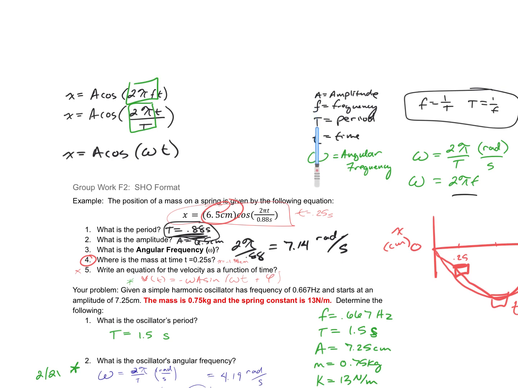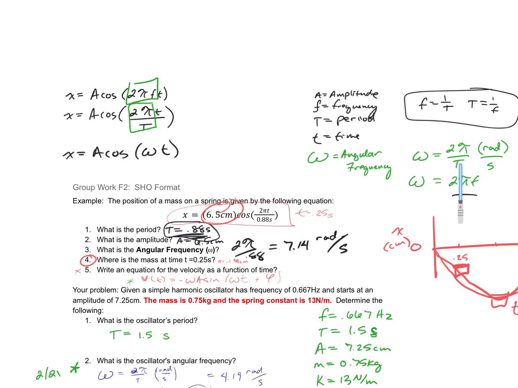A capital T represents the concept of period. A lowercase t represents time. And this funny looking W, which is the Greek letter omega, represents angular frequency. And then a couple quick reminders that frequency and period are inversely proportional. So if you have f, that's 1 over T, and T would be 1 over f.